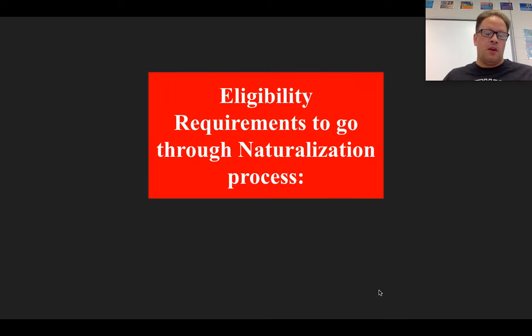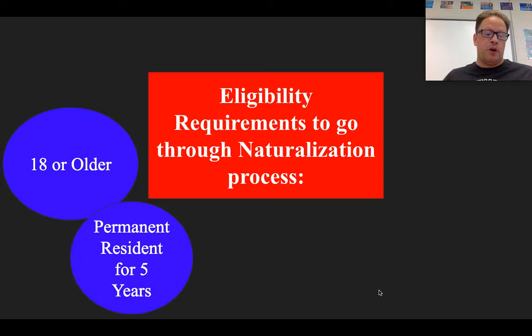You need to be at least 18 years of age. You need to be a permanent resident for at least 5 years. If you've ever heard the term green card, this is what that means. And be able to prove your continuous residency in the U.S. So if you can't prove that you live continuously in the U.S., you can't go through the next step. You have to be able to read, write, and speak basic English. You have to have a basic understanding of U.S. history and government or civics. You have to demonstrate good moral character and attachment to the principles and ideals of the U.S. Constitution.